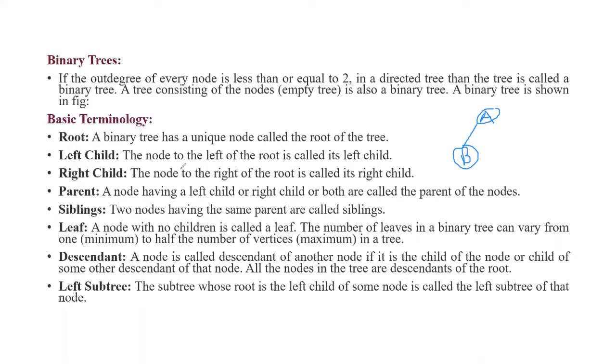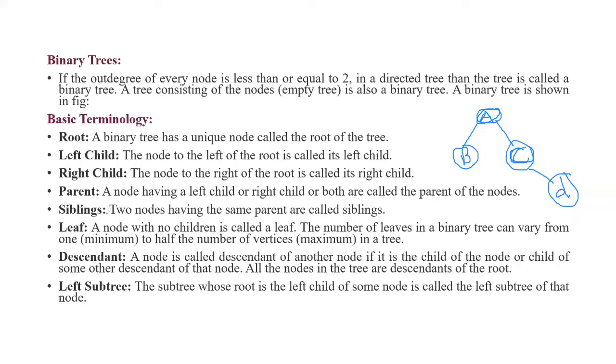What is the right child? A node to the right of the root node. So this C is the right child of the root node. Parent: a node having a left or right child or both is called a parent node. So here A is the parent node of B and C. Suppose D is here, then C is a parent node because C has a right child, which is D.